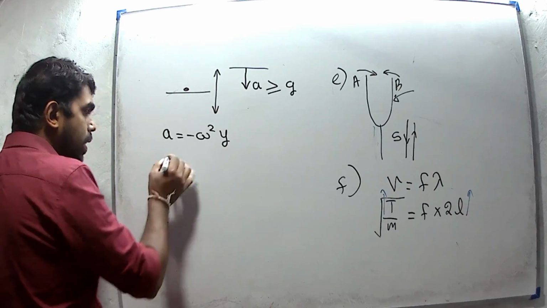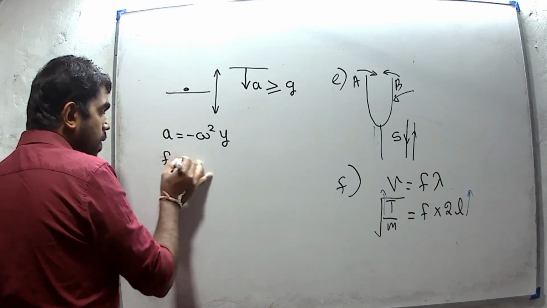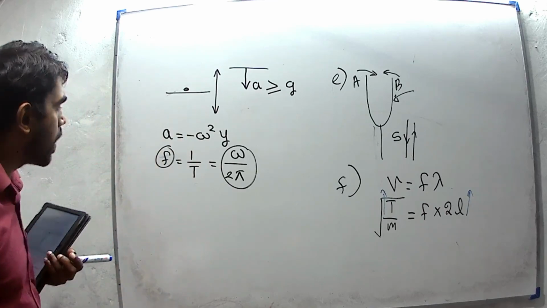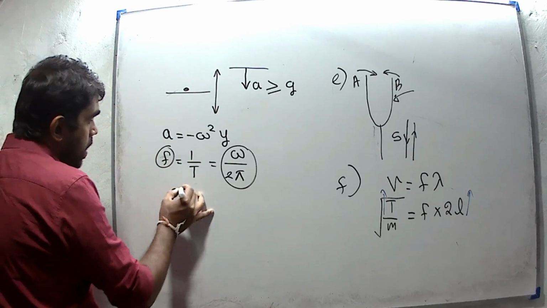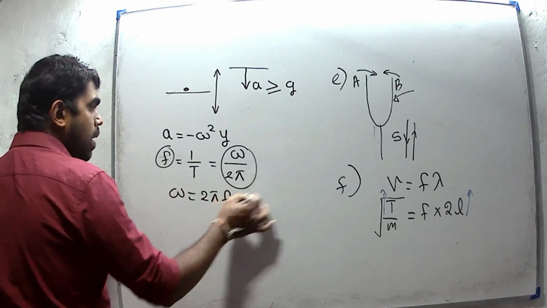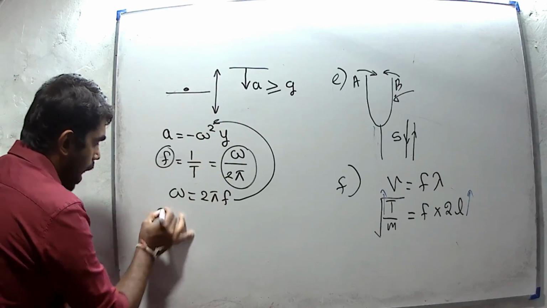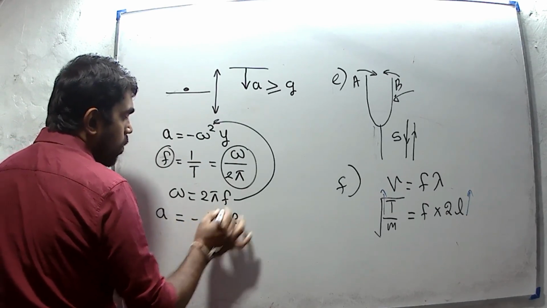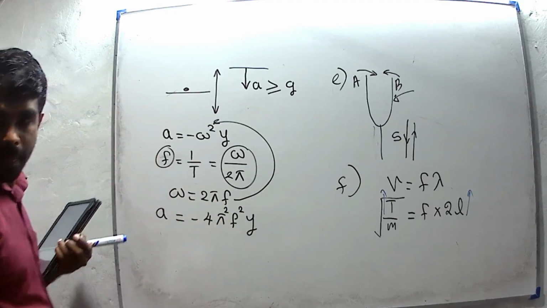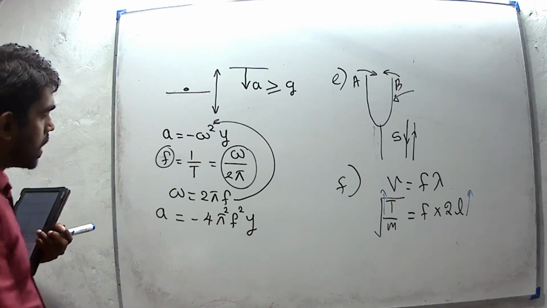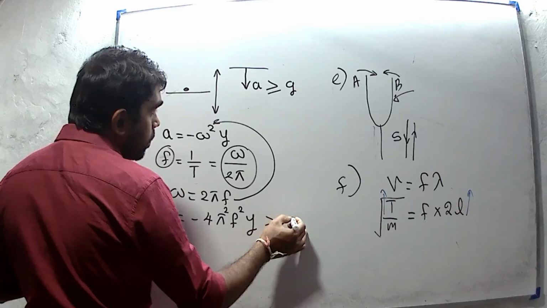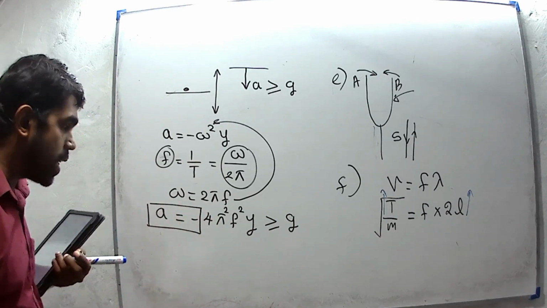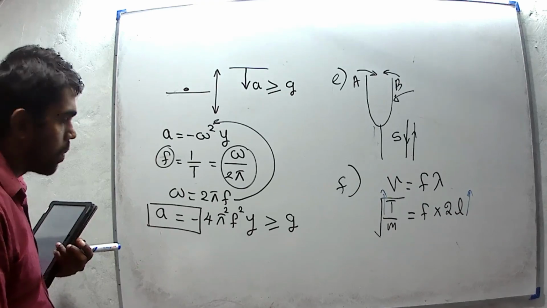Now we know that frequency equals 1 over period. Period is 2 pi over omega. Now we can consider these two parts and get the omega value by using frequency. Omega is 2 pi f. Now we can substitute omega into this equation. Then acceleration is minus (2 pi f) squared y, which is 4 pi squared f squared y. Now this acceleration should be greater than or equal to g. When simplifying, I will not consider the minus mark because minus means direction for the simple harmonic motion.